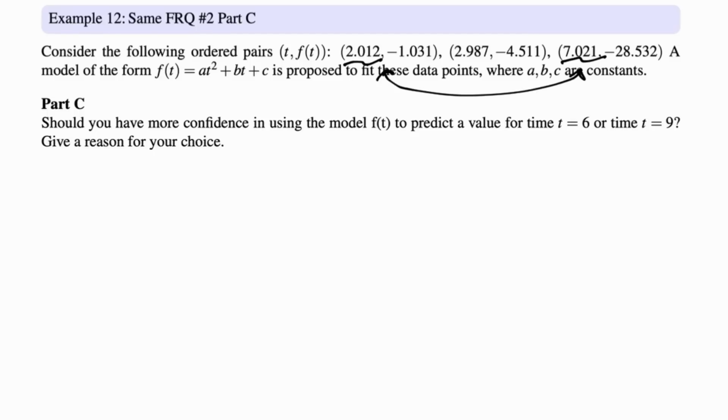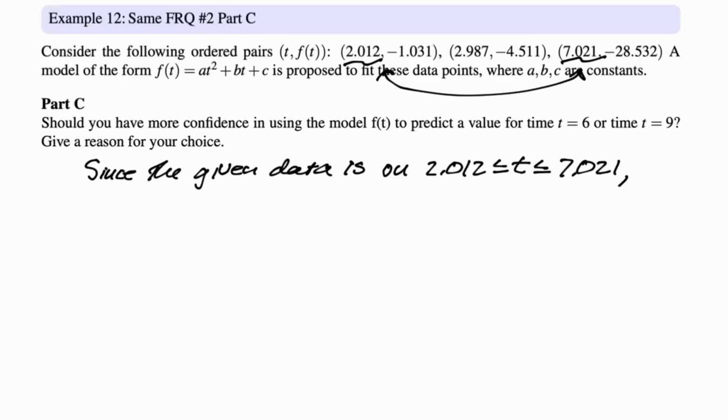data and I'm like, the data goes from 2 to 7 basically. So 6 is in between those, so you would expect the model to be good there. 9 is outside of that, and anything could happen once you get past 7. So I don't think it's as reasonable to use it for 9.